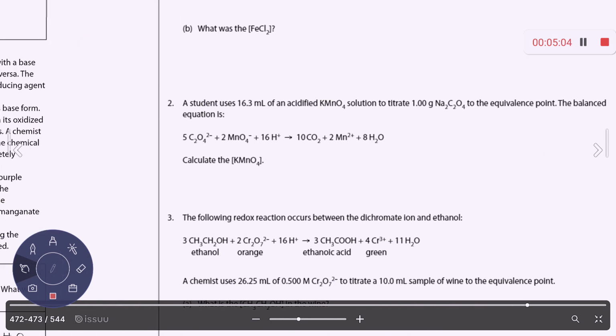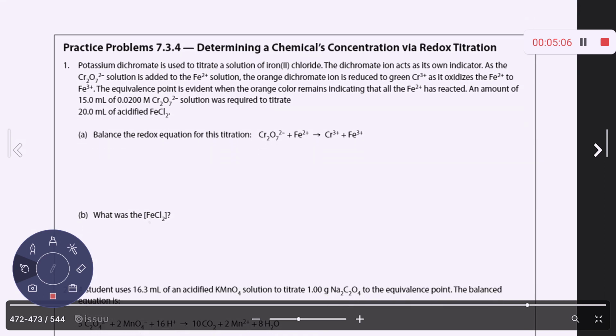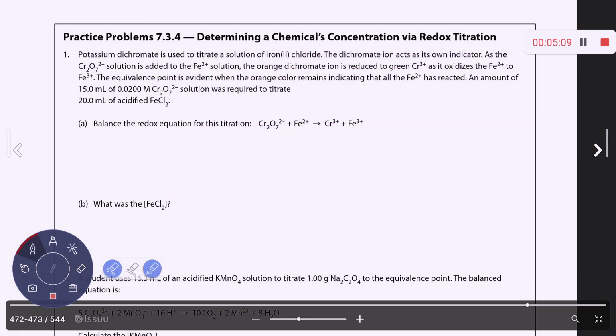So let's come over here. Here it says potassium dichromate is used to titrate iron(II) chloride. Dichromate is its own indicator. The orange dichromate is reduced to green as it oxidizes the iron to Fe+3. The equivalence point is evident when the orange color remains, indicating that Fe+2 has reacted. So here you've got 15 milliliters of 0.02 molar dichromate, and we're titrating 20 milliliters of acidified iron(II) chloride. Balance the redox reaction for this titration. To save us time, are you okay with me just giving it to you?